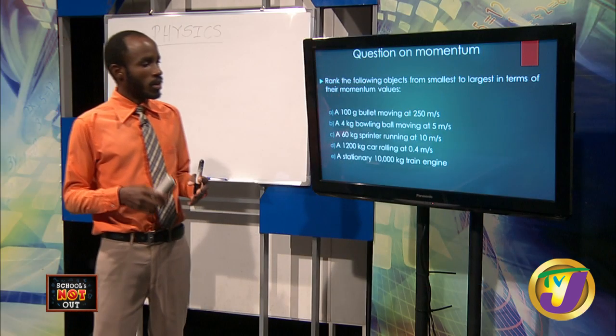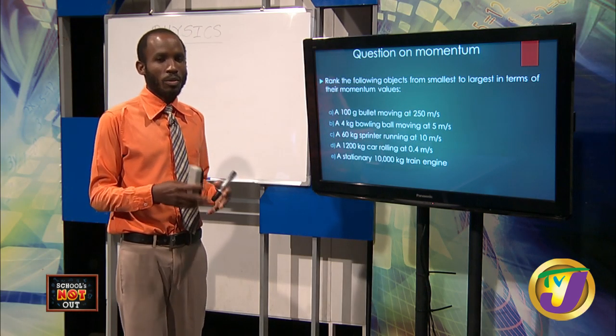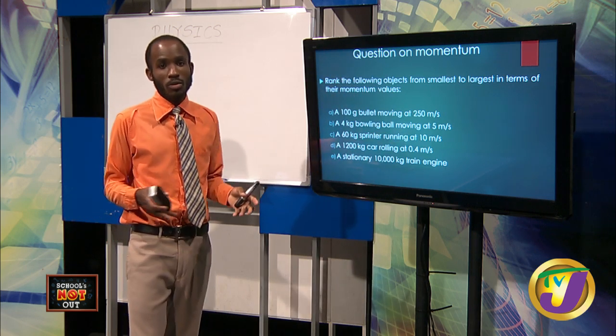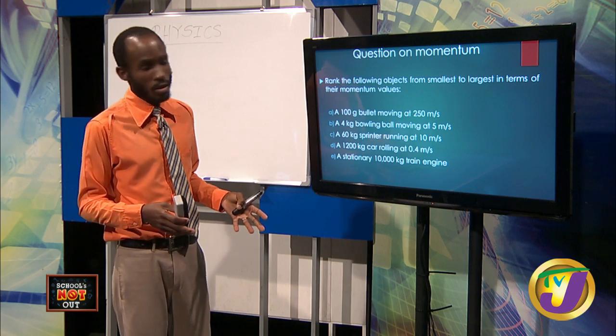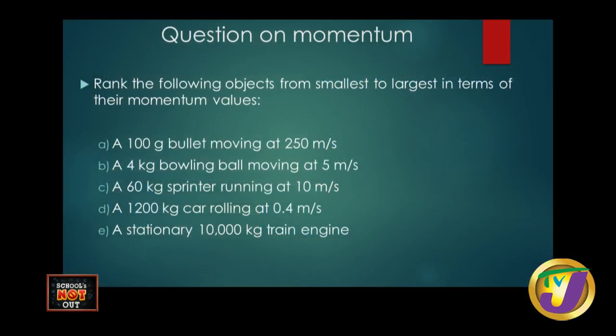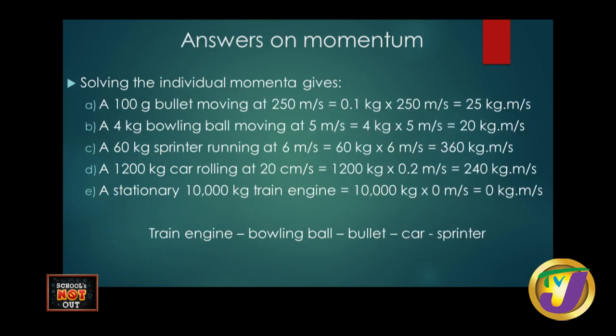Now, which of these do you believe would have the greatest momentum? Which would have the least? Your guess is as good as mine without the calculation. But we do have the calculation. I'm going to give you a few seconds to calculate that real quickly as I move over to these slides. Now, the 100-gram bullet, converting that to kilograms, is 0.1.